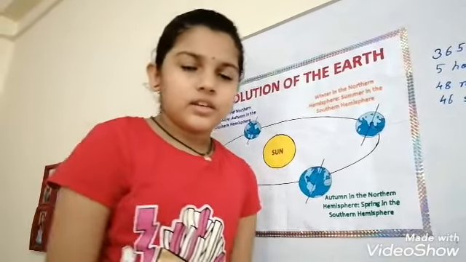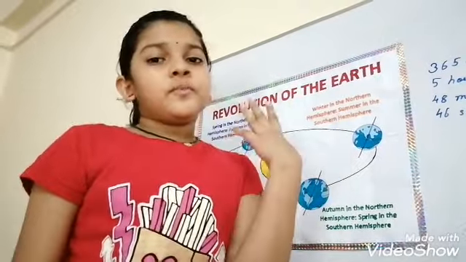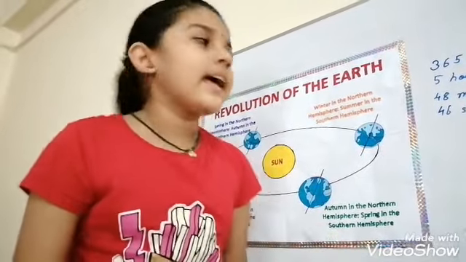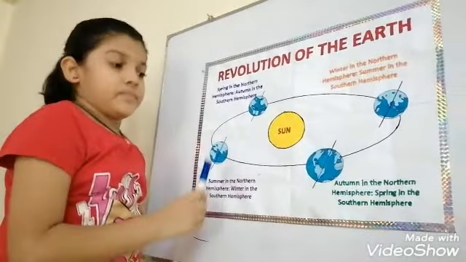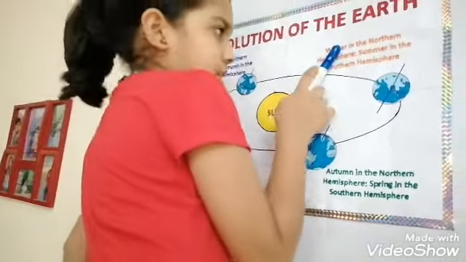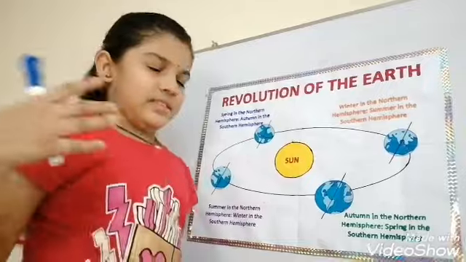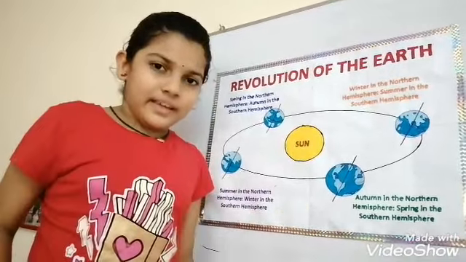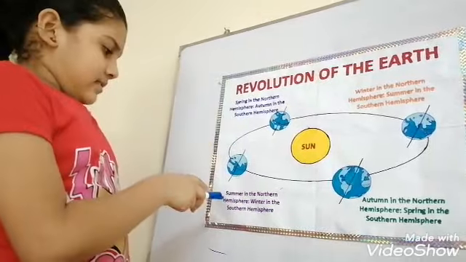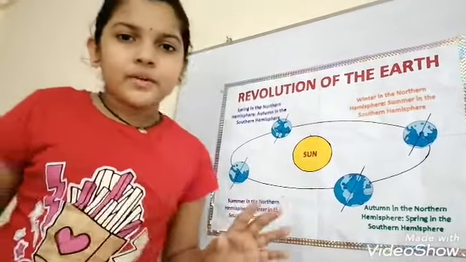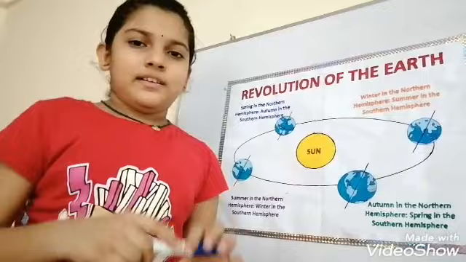So seasons. There are 4 kinds of major seasons. They are summer, autumn, winter and spring. These are the 4 major seasons. So let us learn how the seasons are caused. Okay. So we will start from when to when it would start, the months.